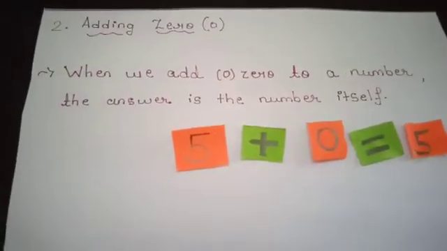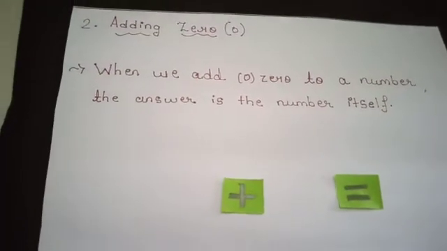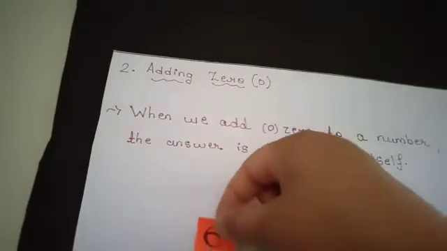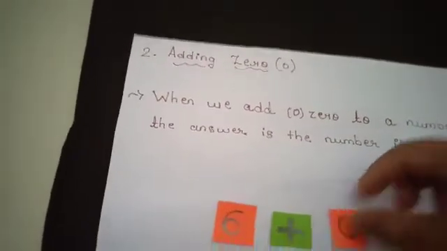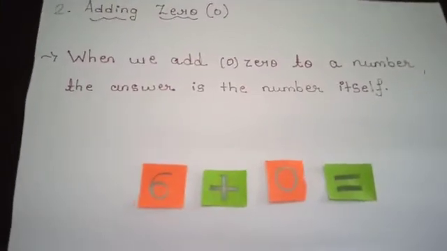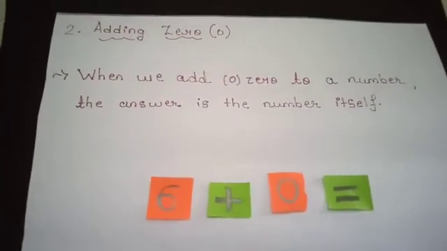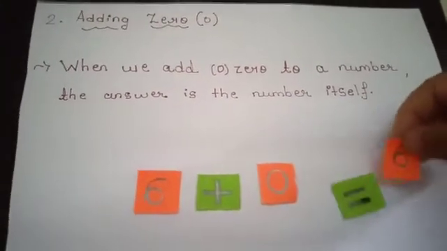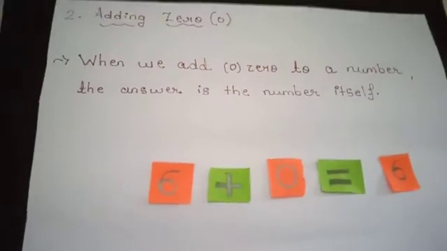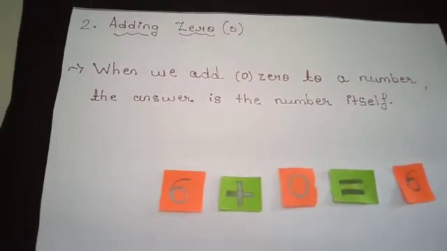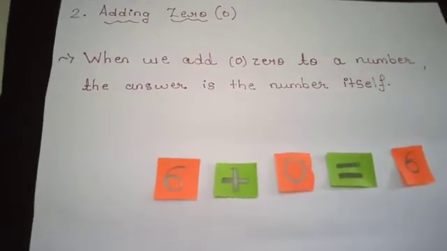Okay? Let us see another example. I want 6 plus 0. So, 6 plus 0, what will be the sum? The number itself. So, the sum will be 6. So, 6 plus 0 is equal to 6, the number itself.